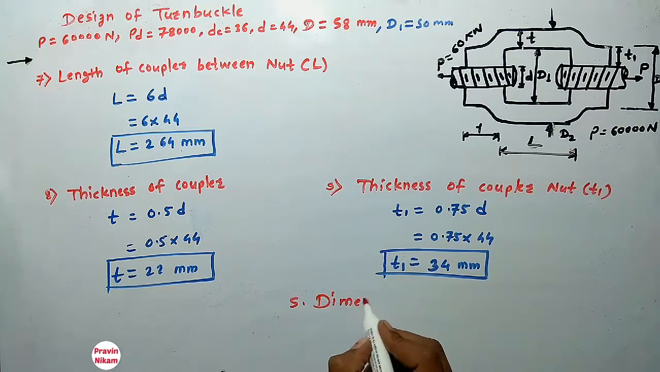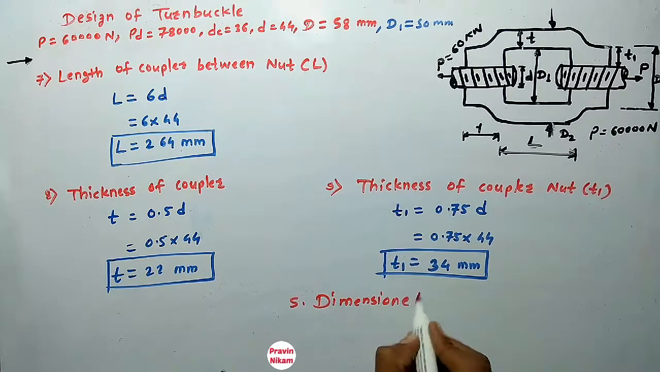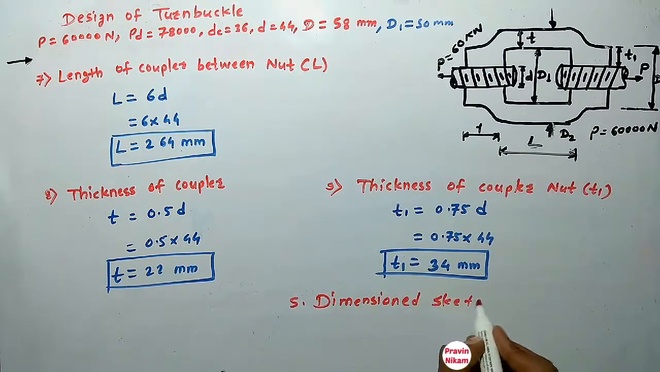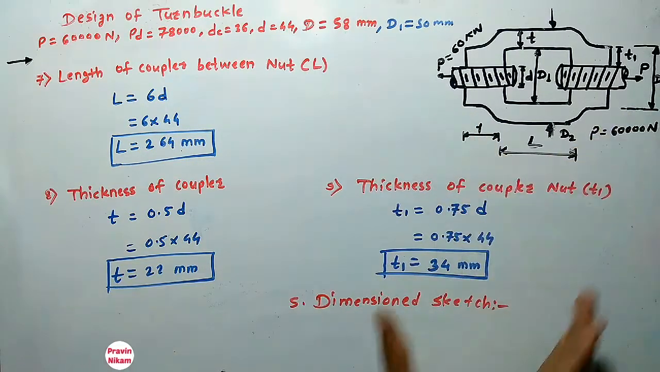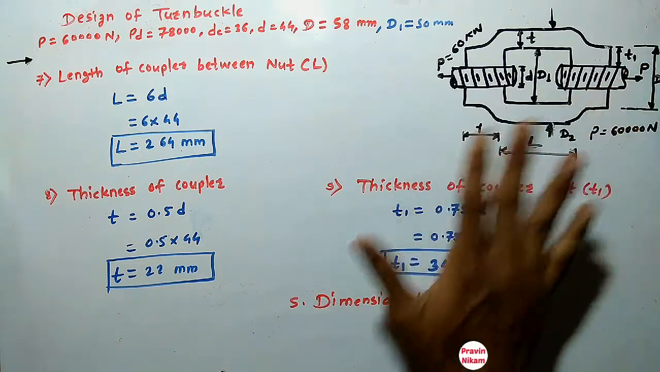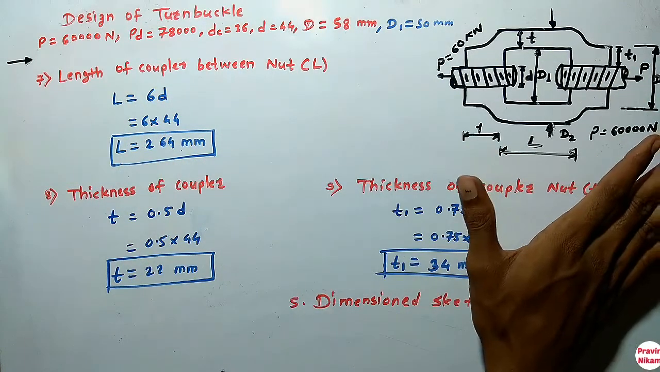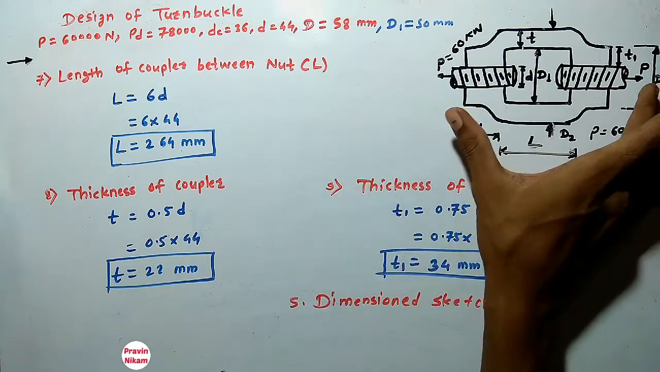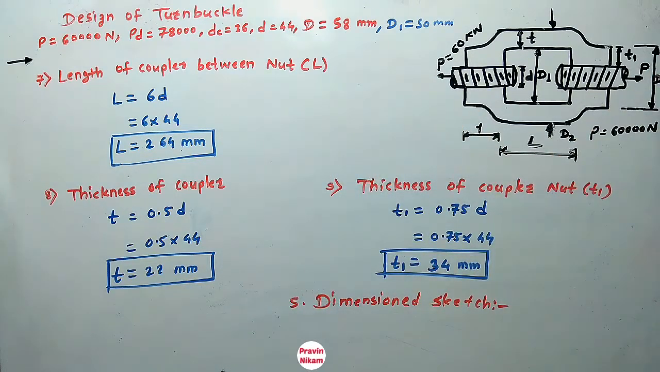So dimensioned sketch. So draw this sketch below this point. Draw this sketch by using all the dimensions. Draw this sketch below this step. So this is the design problem of turnbuckle.